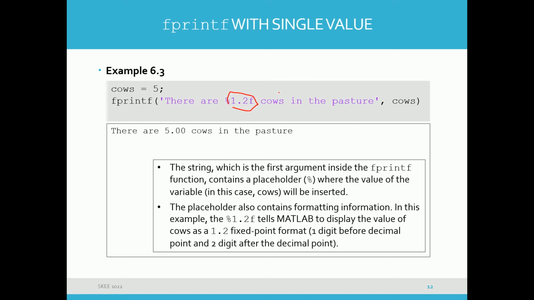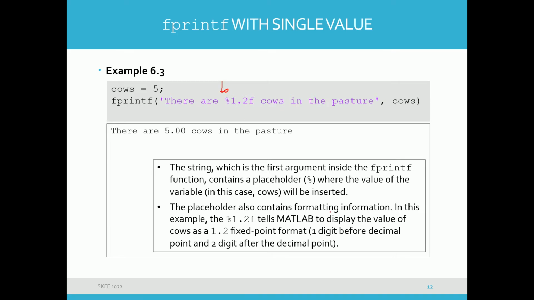So f is the floating number, usually also a general number, and 1 basically says that you need to place an extra digit. Okay, let me just read this. The string which is the first argument of the fprintf function contains the placeholder. This one is called a placeholder, the percentage sign, where the value of the variable cow will be inserted. Like I said before, the value of cow, the first one, will go in here. It is just a placeholder.